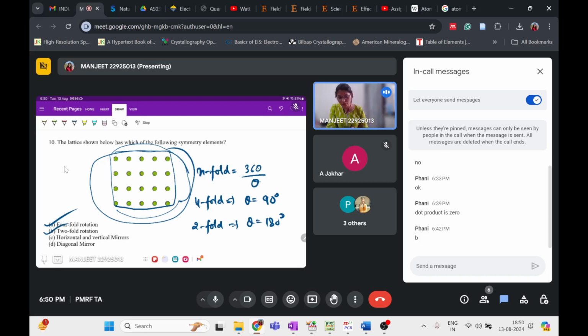If I put the horizontal mirror here, is the lattice the same? Is the mirror reflection symmetry there? Yes, because these are the same. And if I put the vertical mirror here, these are the same. So it will be horizontal and vertical. And the diagonal also, if I put it here, these are the same at the diagonal also. So all four types of symmetry are present in this lattice.